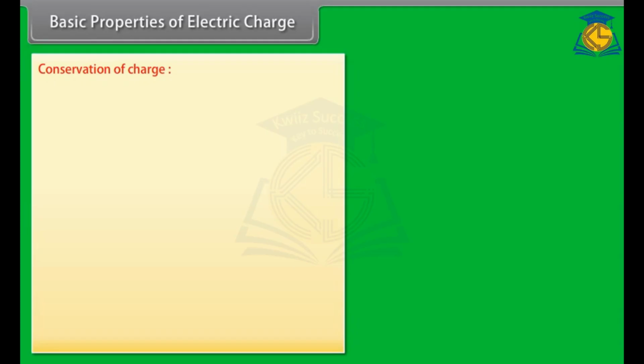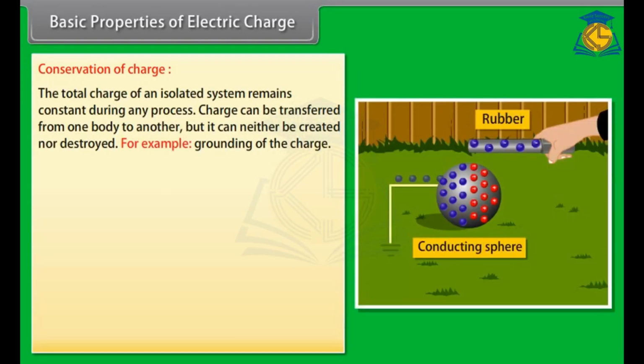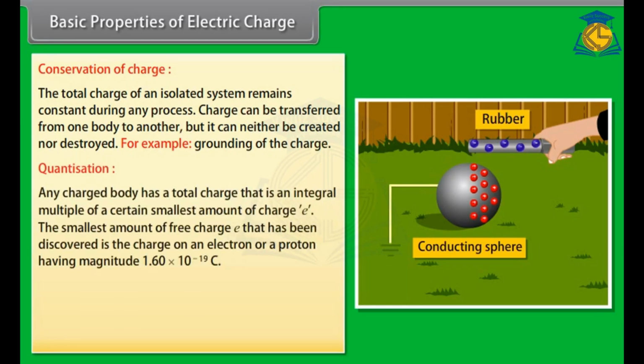Conservation of charge. The total charge of an isolated system remains constant during any process. Charge can be transferred from one body to another, but it can neither be created nor destroyed. For example, grounding of the charge. Quantization. Any charged body has a total charge that is an integral multiple of a certain smallest amount of charge e.